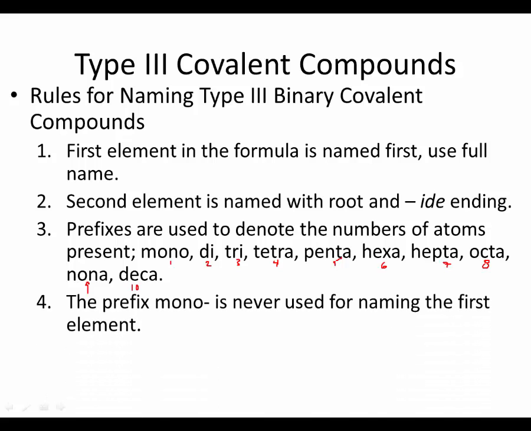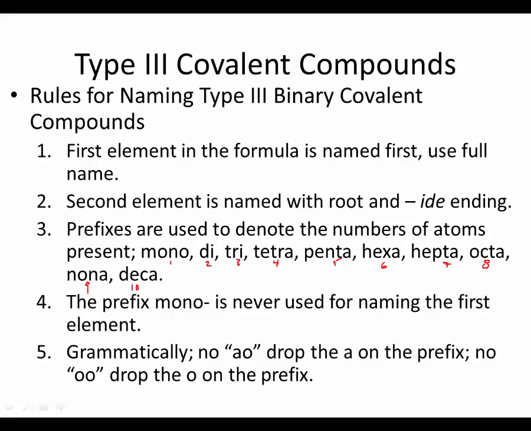Prefix mono is never used for naming the first element. If the symbol is there, it's pretty evident that there's one of them, so they don't use mono for that one. But if there's two of the first element, we use di. They use all the other prefixes, just not mono for the first element, and only the first.